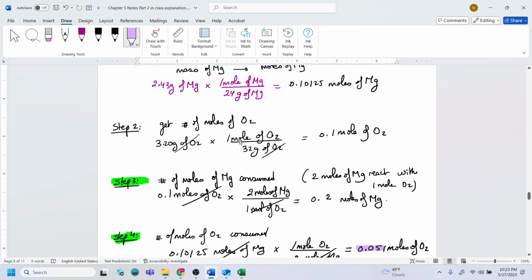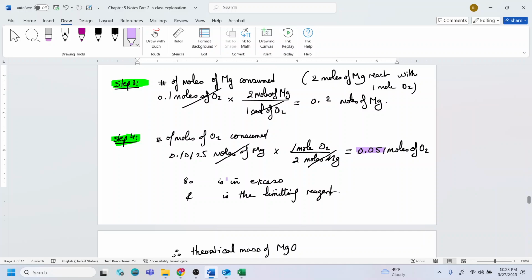Let's check magnesium. The amount of magnesium that is consumed, that is used, is 0.2. Check what I have. Do I have 0.2? I don't even have 0.2. So it's more than what I have. This means that the magnesium is going to be the limiting reagent. This means that I used it all in order to get to the product. So I can easily conclude that oxygen is going to be in excess and magnesium is going to be my limiting reagent.